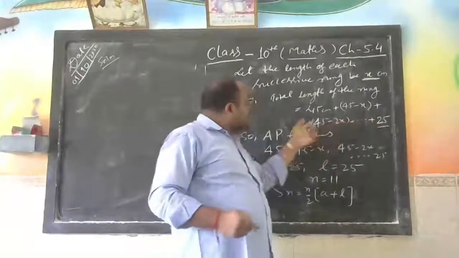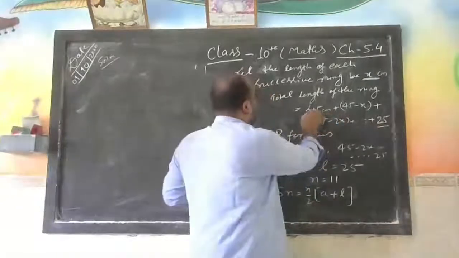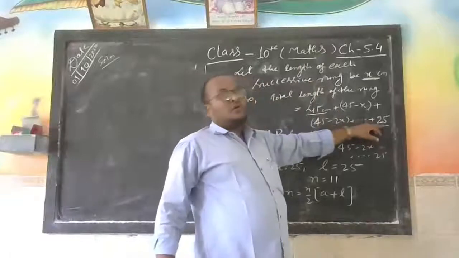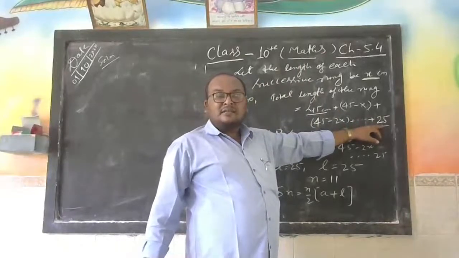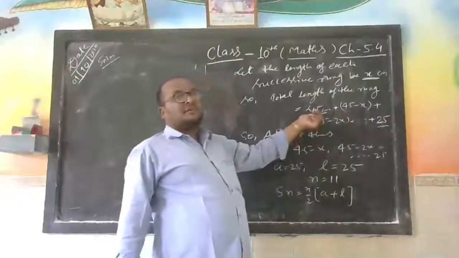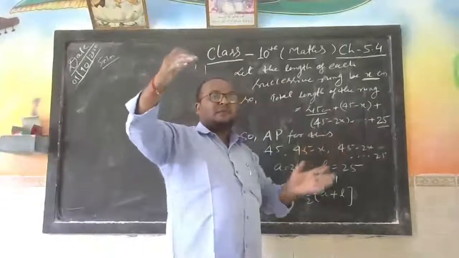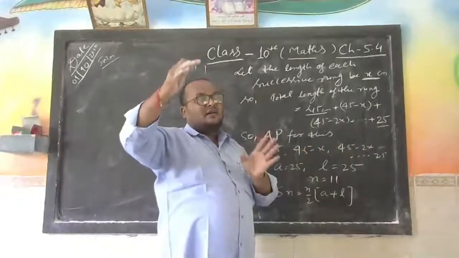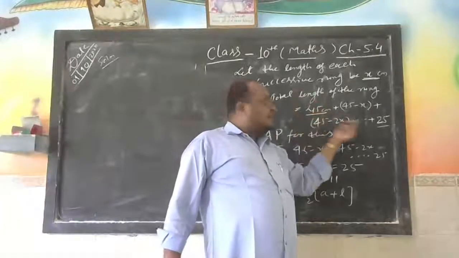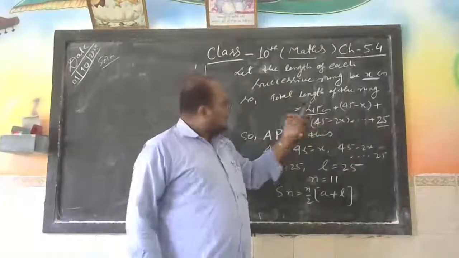So it will start from the bottom, which is 45, and it will go up to the top level, that is 25. This is the first step, and this is the last step, which is the 11th step, because the total rungs in the ladder we have calculated are 11.